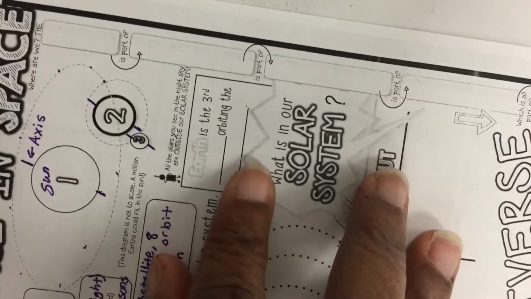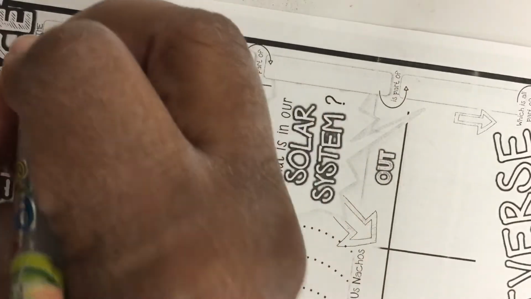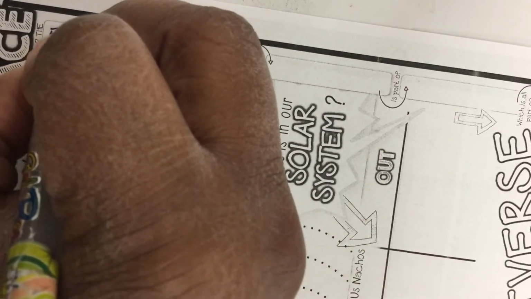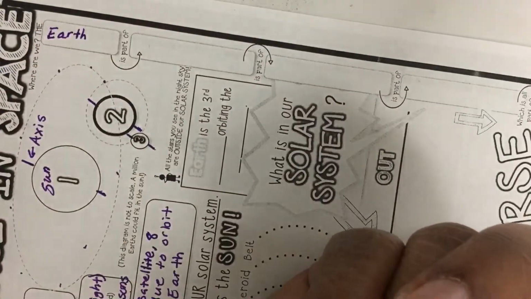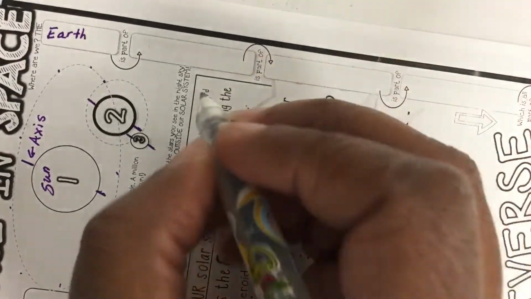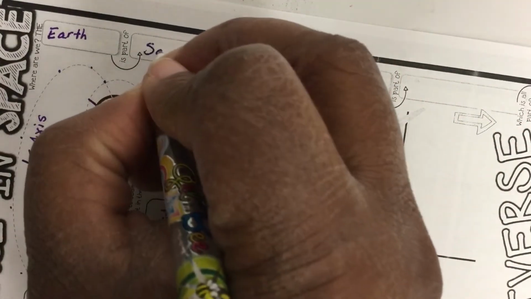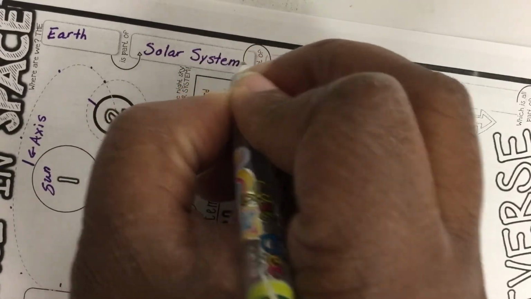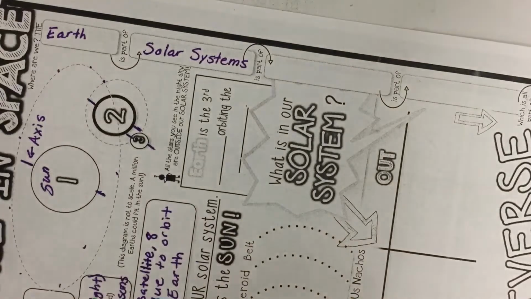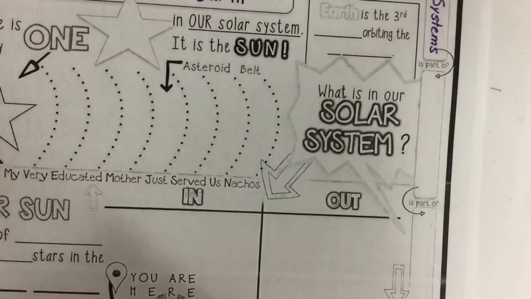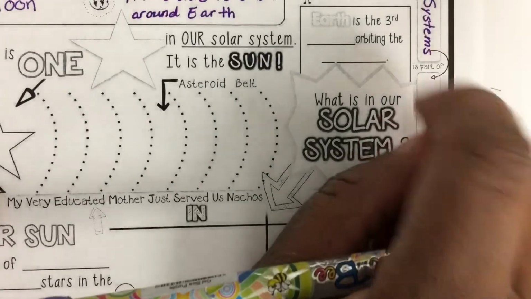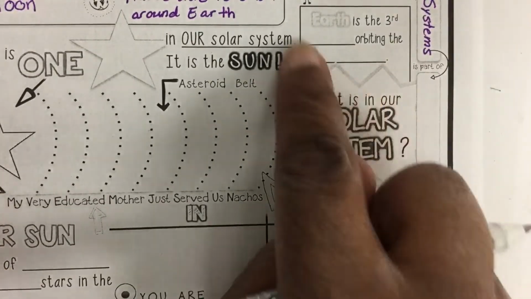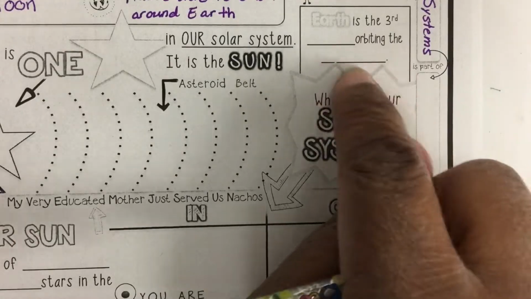So let's take a quick second to look at where we are in the universe. We have Earth, where we live. And we're about to go into our solar system, which includes the sun and our moon. On the second part of our paper, let's start here. The Earth is going to be the 3rd planet orbiting the sun.